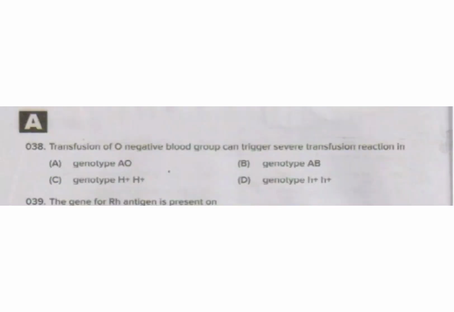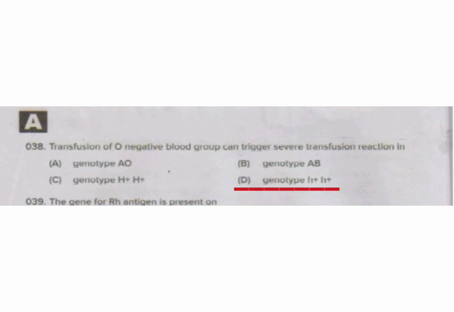Next question. The transfusion of O negative blood group can trigger a severe transfusion reaction in. Four options are: option A, genotype AO. Option B, genotype AB. Option C, genotype H plus, that is capital H plus, and option D, genotype h plus, that is small h plus. The answer is option D, genotype small h, that is Bombay blood group.